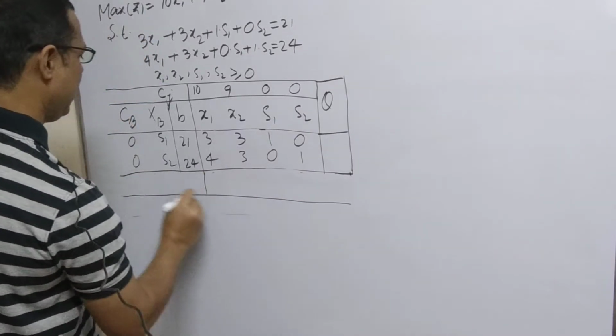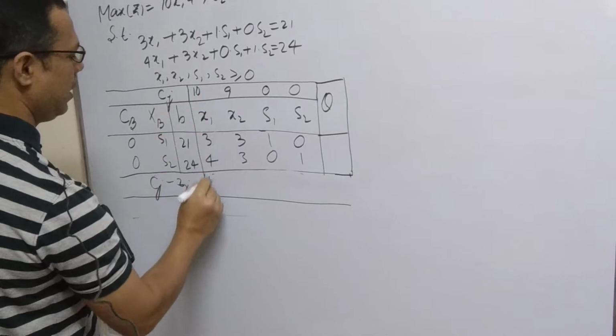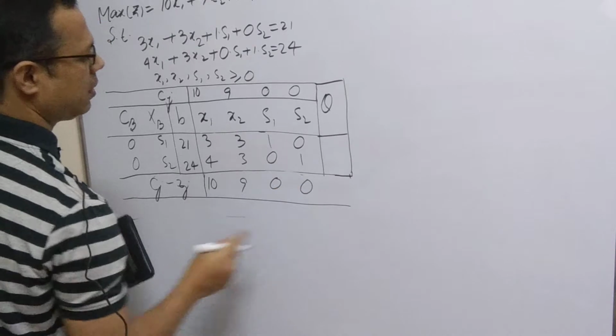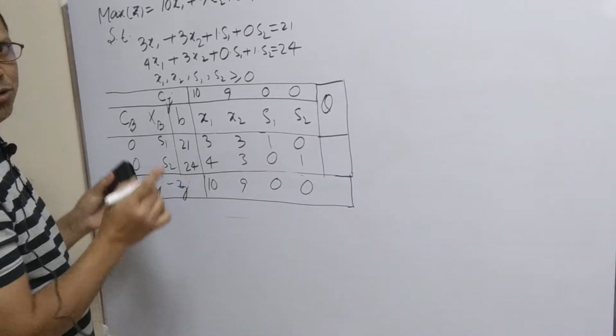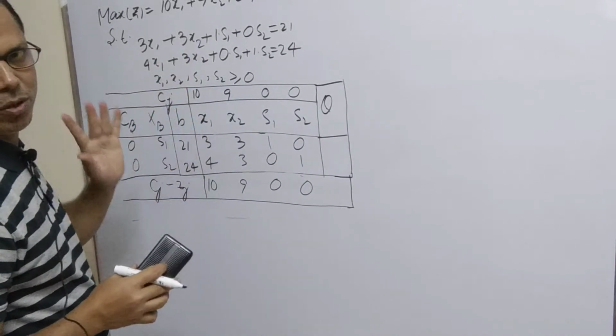So now, Cj minus Zj is what? Cj minus Zj is, just copy 10, 9, 0, 0. In the first step you need not find Zj, and then you need not subtract to get Cj minus Zj. Simply write Cj minus Zj and copy the coefficient of the objective function.